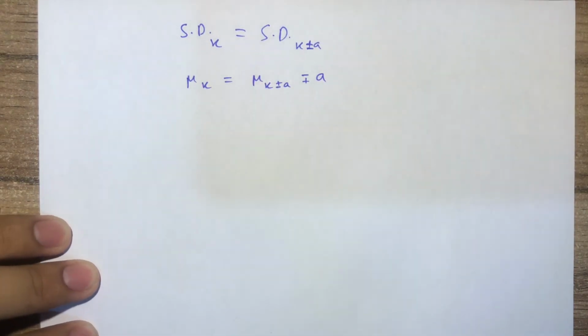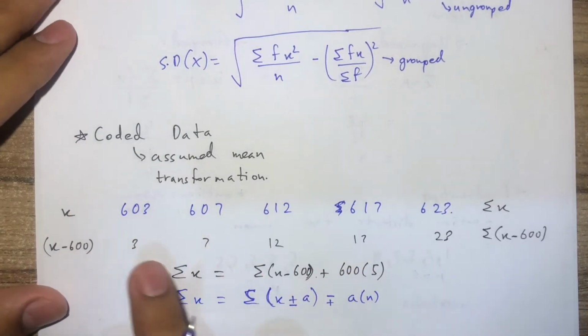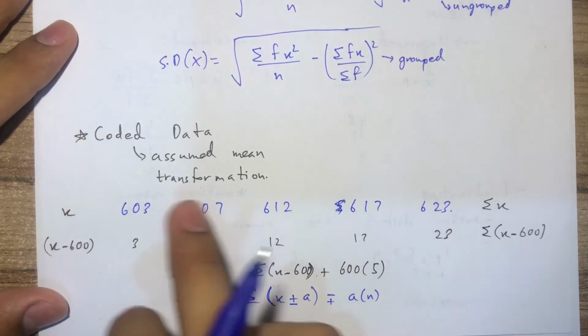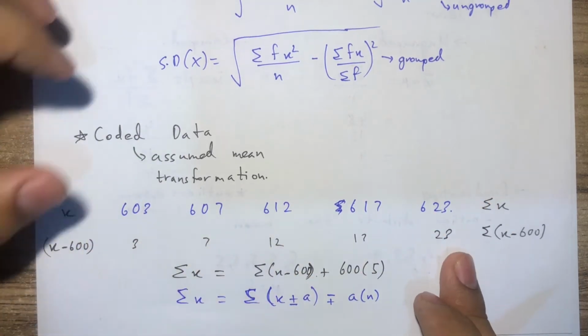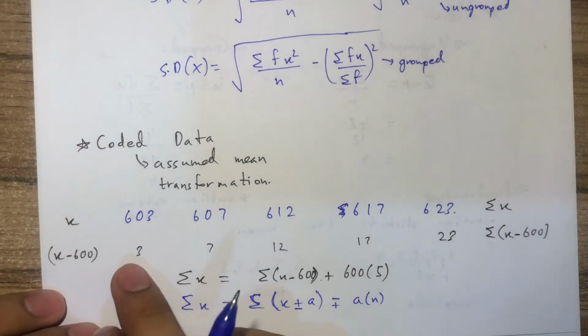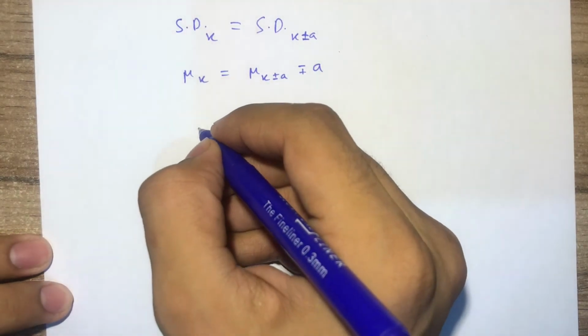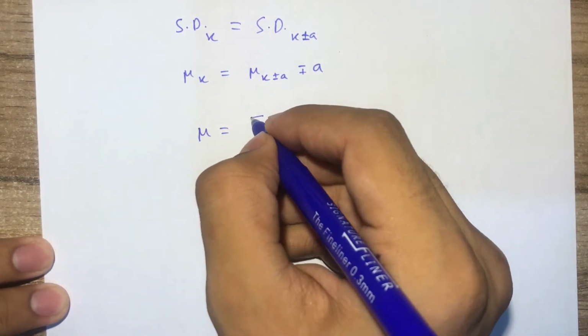So for example, if we have this data set, right, and we have to find the mean of this from this data set. We weren't given this data. We have to find the mean of the coded data, right? So what we would do is we'd find the mean of this, and then we'll add 600 to that. So basically the formula becomes that mean is equals to sigma.